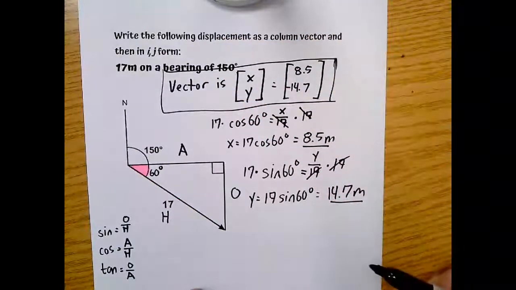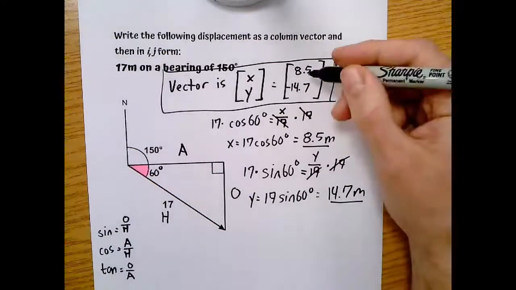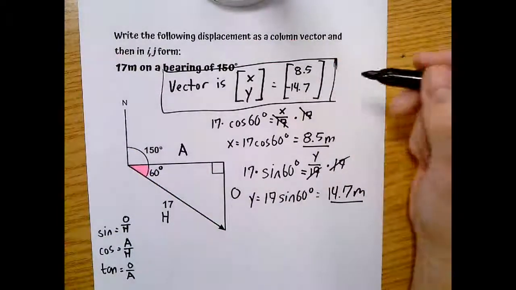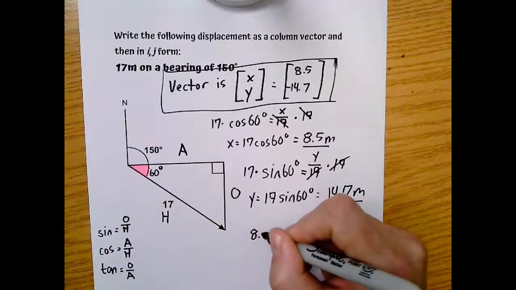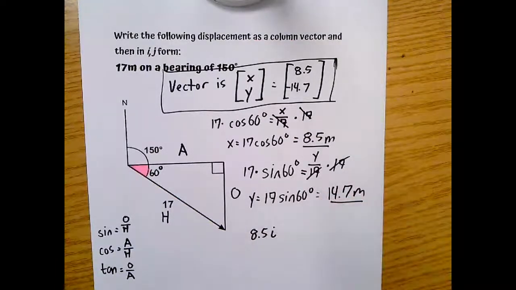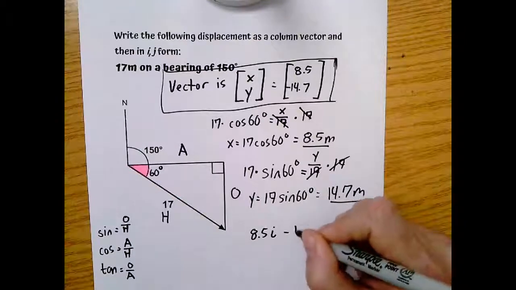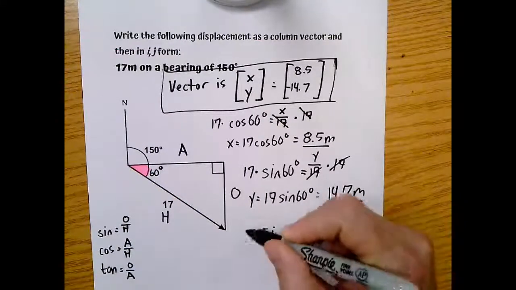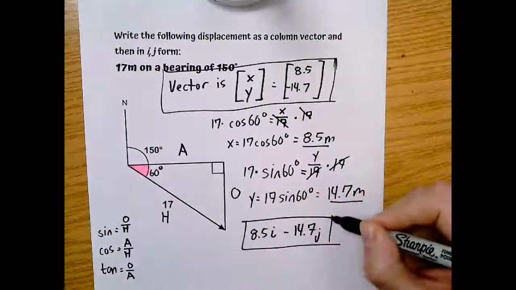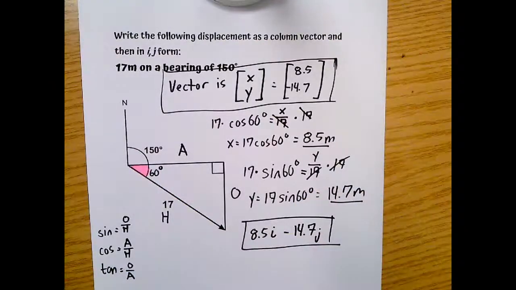And then it says we also want it in ij form. Well, we can handle that, no problem, because i is the x and j is the y. So in ij form, we just know it's 8.5i minus 14.7j. There you go. Those are your two answers that they asked for.